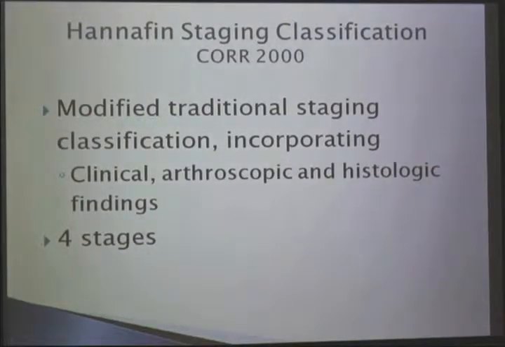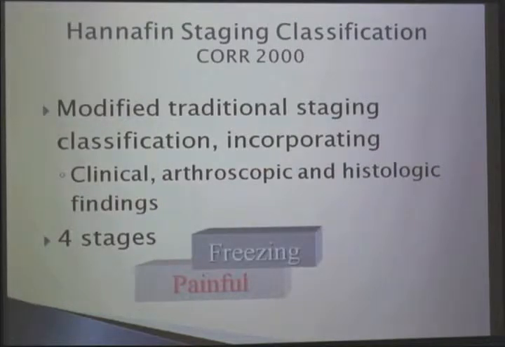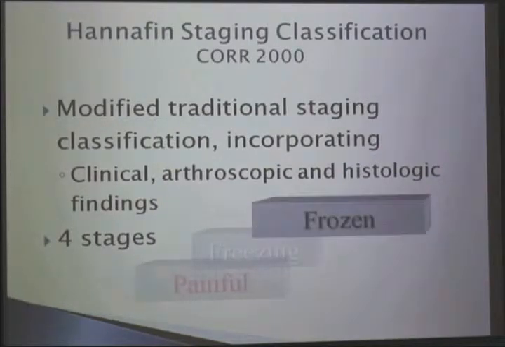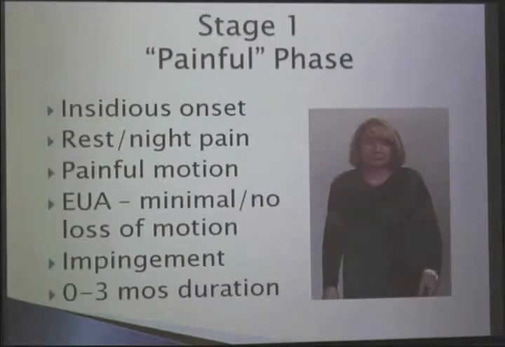Hanifin has enhanced the typical 3-stage classification that we had, modifying it so that there were 4 stages, and you know what those are: the painful inflammatory phase, followed by the evolution of stiffness, and then a period during which the shoulder is stiff but not necessarily painful, and then finally the thawing phase. I'm going to go through each one of those just briefly in terms of the clinical approach.